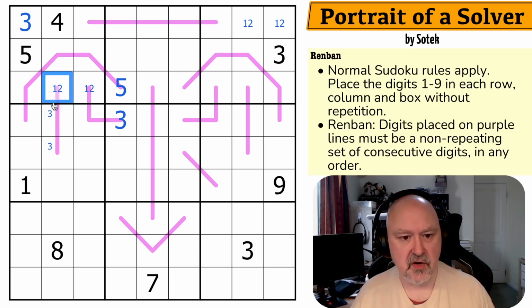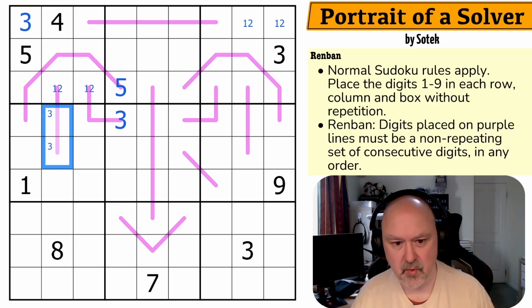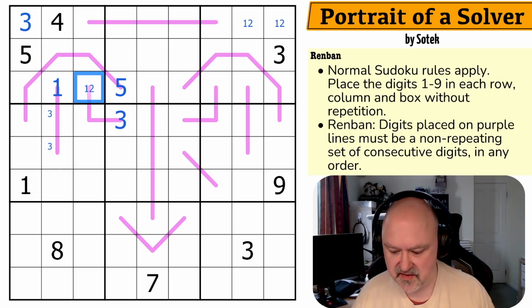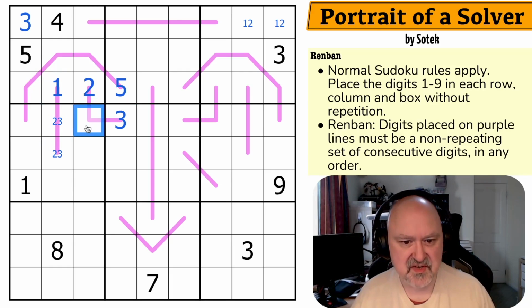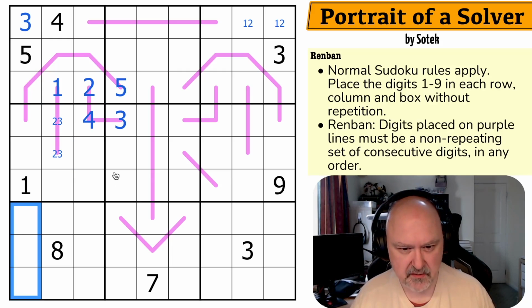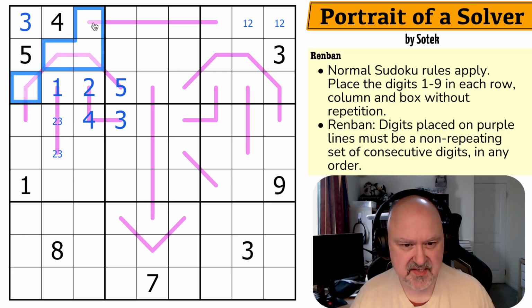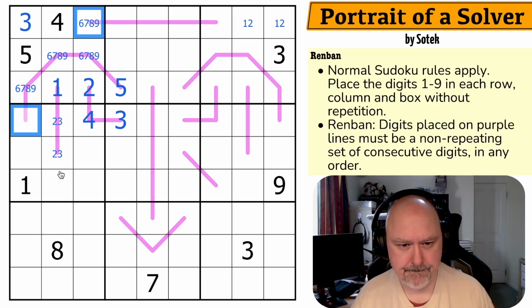There's no 4 on this line. So this is the 1, 2. This is a 1, 2, 3 line. This is the 1. This is the 2. This is a 2, 3. And this can't be 1, 2, or 3, so that's the 4, which puts a 4 down here. But I know what these digits are. These are 6, 7, 8, 9. That digit goes there. So this is a 5, 6, 7, 8, 9 line.